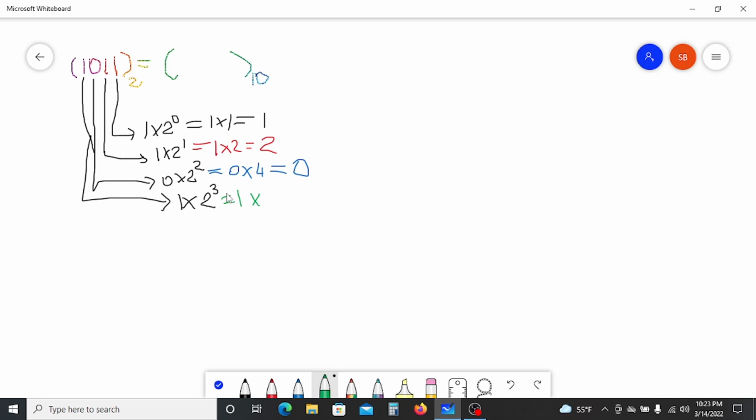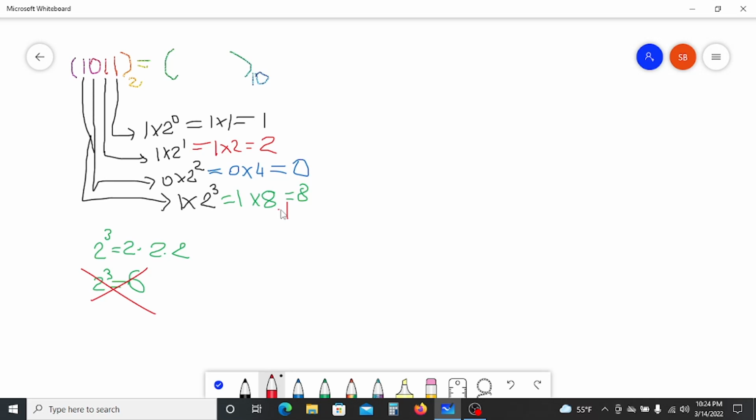Be careful. 2 to the power of 3 means you multiply 2 by itself 3 times. 2 to the power 3 is equal to 2 times 2 times 2. That's going to be 8. The result becomes 8. Sometimes we see some people say 2 to the 3 is equal to 6, because they think 3 times 2 is 6. This is wrong.